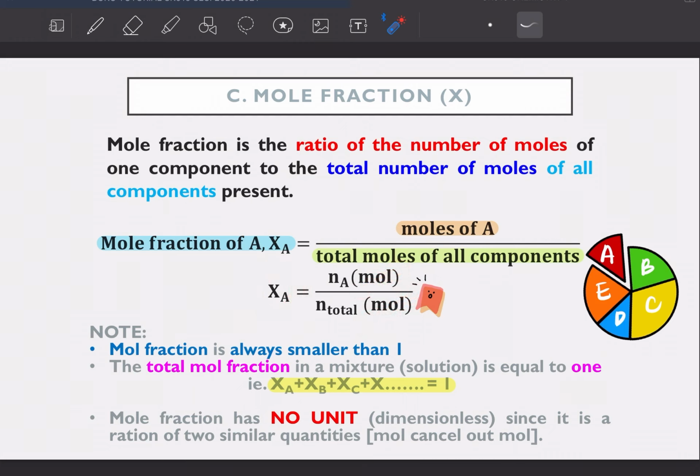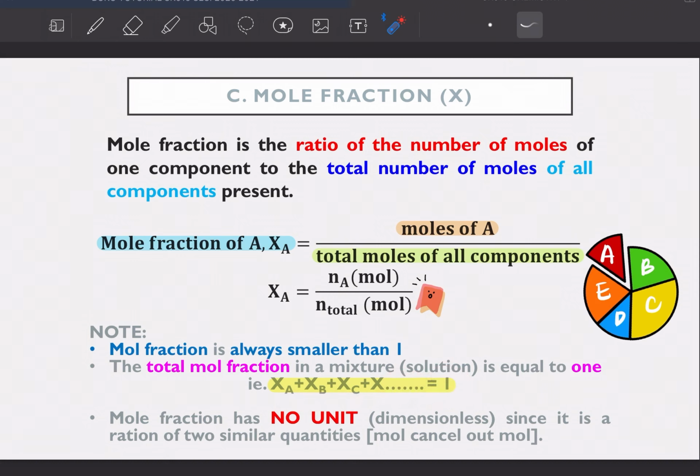Okay, so your mole fraction, XA, XB, XC, whatever, it will always be smaller than 1 because it is a fraction of all your components. But the total mole fraction, maksudnya, let's say we have XA plus XB plus XC, it will equal to 1.